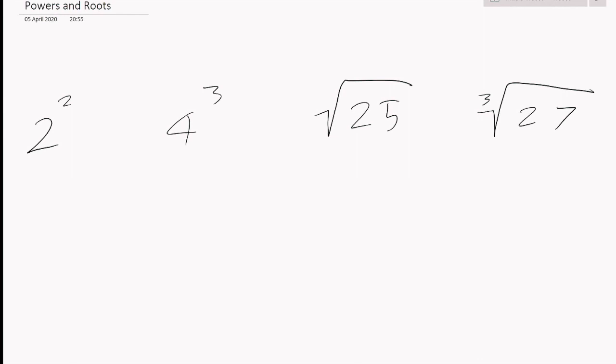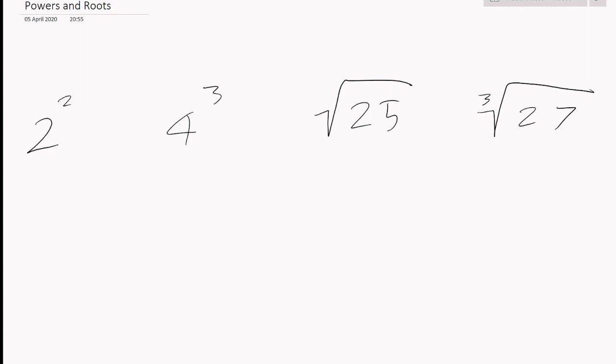Hello and welcome to today's lesson, which will be on powers and roots. So let's start first of all. What is a power? What is a root? And what is the notation used to show them? I've got written out here 4 examples of the notation used.